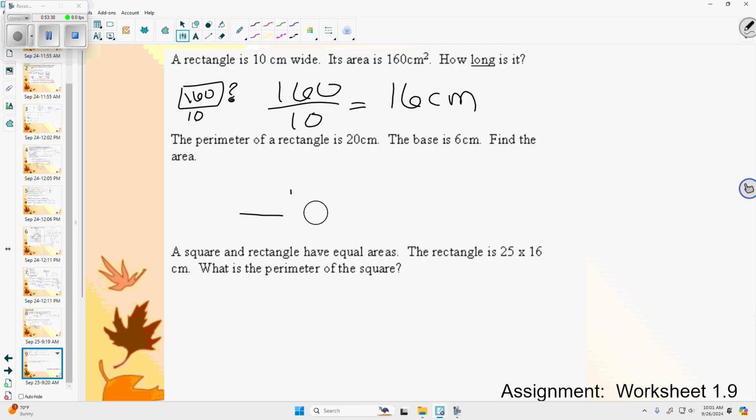All right, so I got a rectangle. I'm going to make it look more rectangular. I know the base is 6. What else do I know? I know the perimeter, all the way around the outside, is 20. Do I know anything else about the rectangle? I think I do. It's a rectangle. What do we know about sides in a rectangle? They're not all the same. 2 are the same. Do I know something more? There are 90-degree angles, absolutely. Do I know something else I could put on my picture besides the 90s?